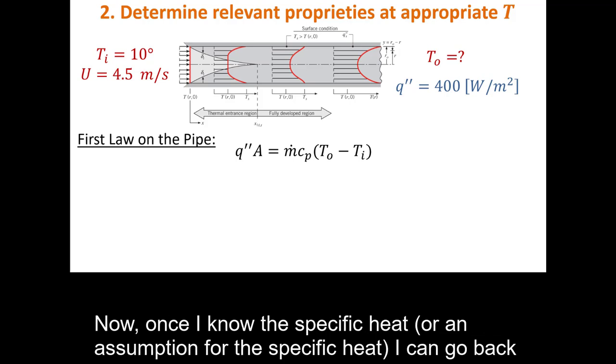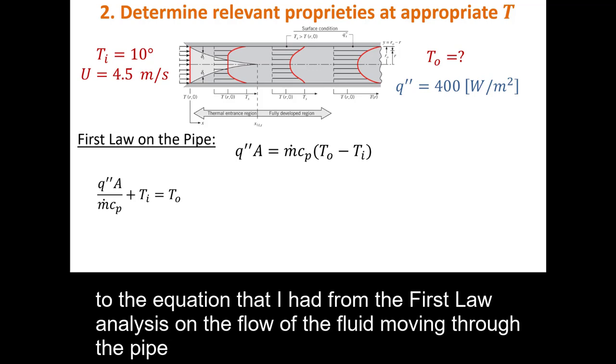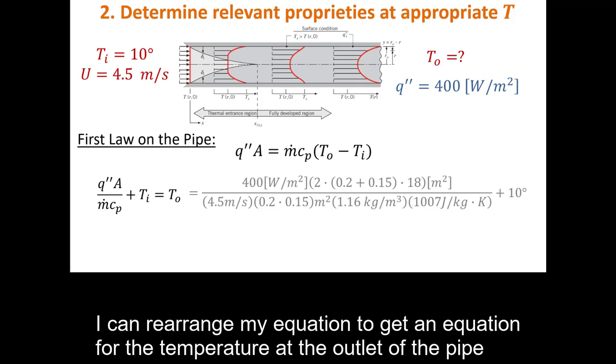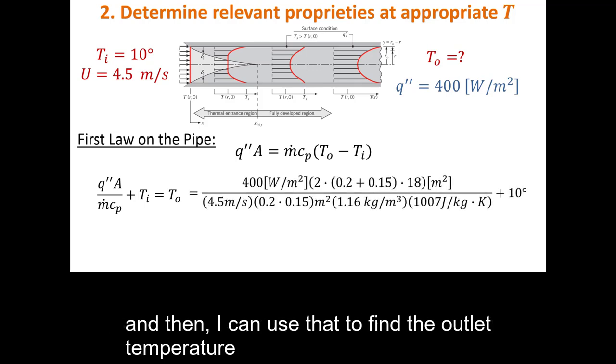Now, once I know the specific heat, or an assumption for the specific heat, I can go back to the equation that I had, the first law analysis on the fluid moving through the pipe. I can rearrange my equation to get an equation for the temperature at the outlet of the pipe, and then I can use that to find the outlet temperature.